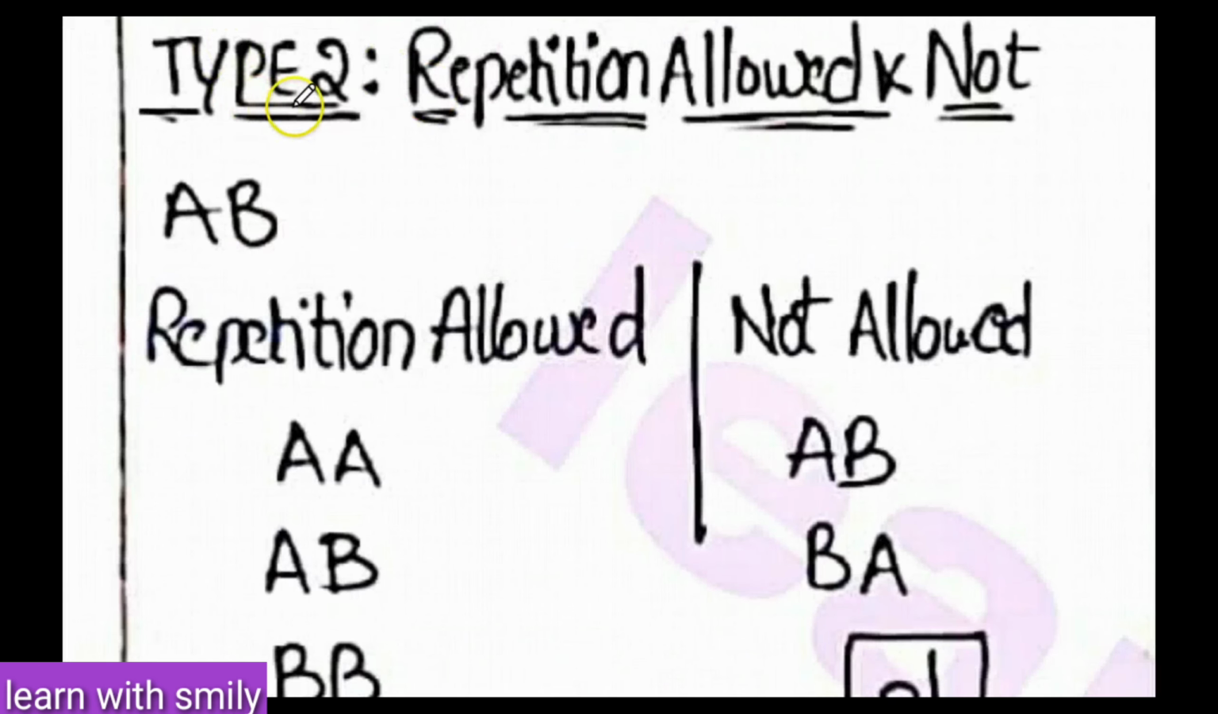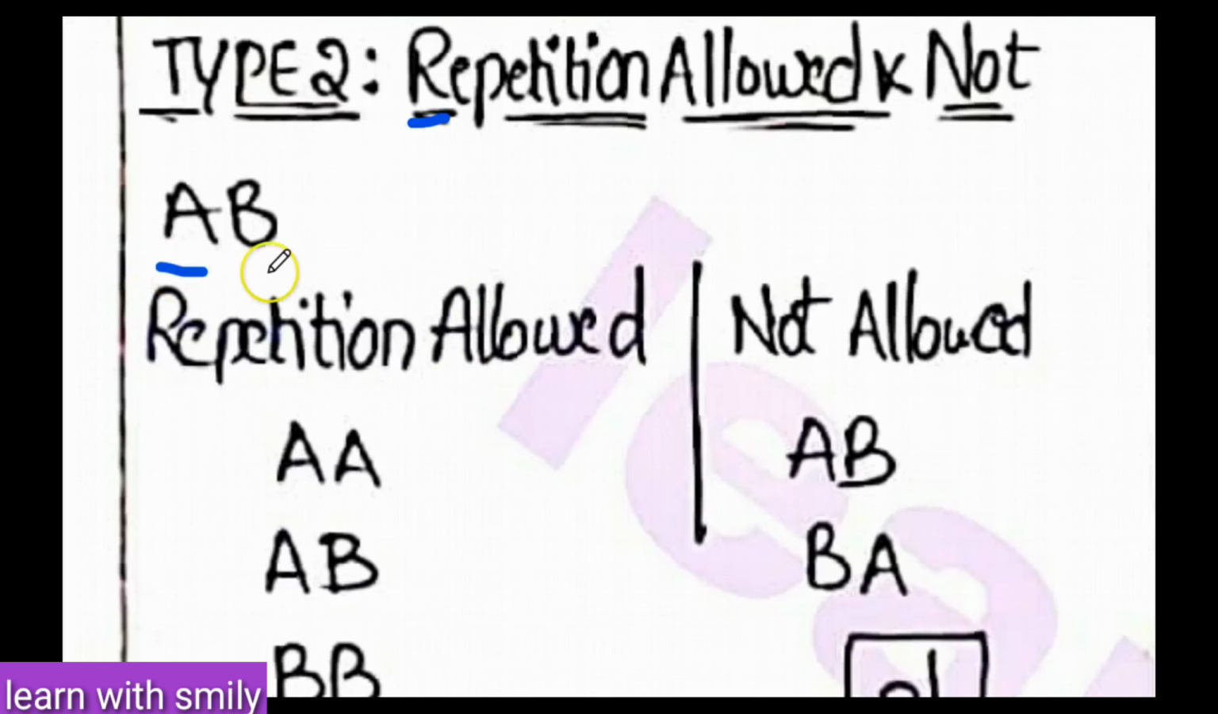Coming to type 2, repetition not allowed or allowed. Don't confuse between type 1 and type 2. Type 1 is something like repeated and non-repeated letters, that is, within letters, is there any letter repeated or not? But here in this case of repetition allowed or not, while we are arranging particular letters or numbers, can we repeat that again or not?